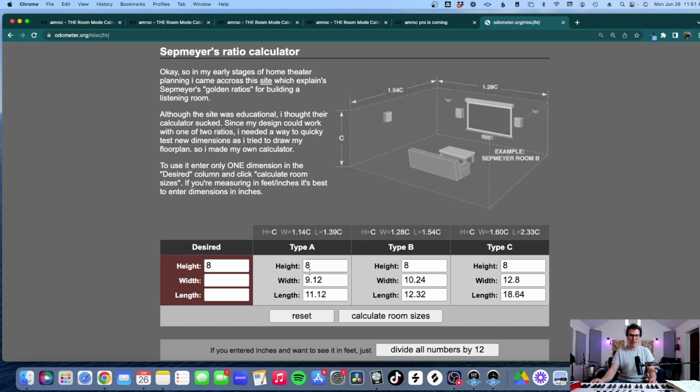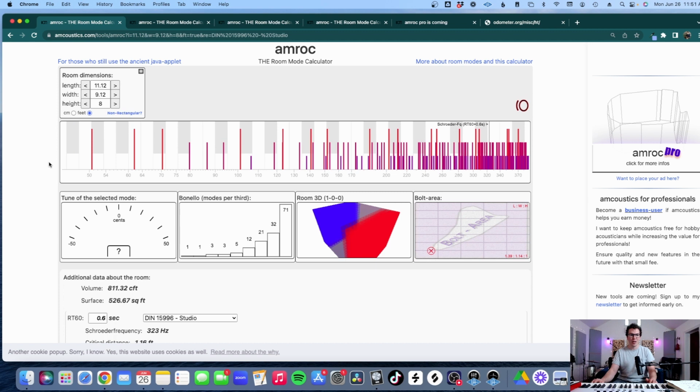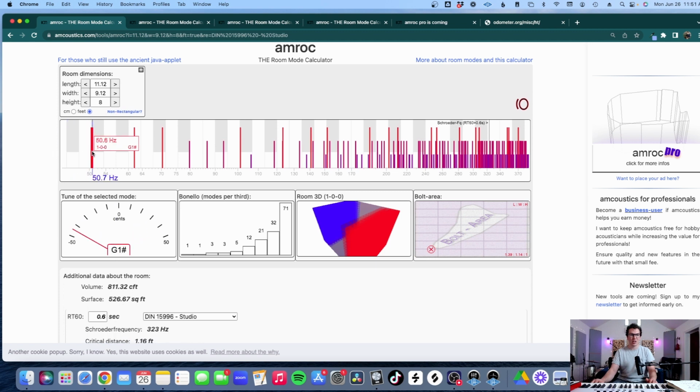So if we're going for this type A, we're going to go back over to the AMROC calculator, and I went ahead and already put these in. This is from amacoustics.com. This is a great free resource for you. And what this does is it actually calculates the room modes for that exact dimension.